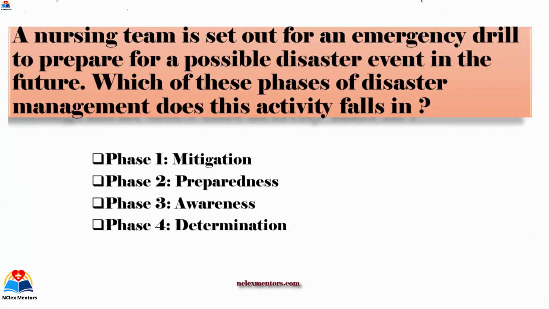A nursing team is set out for an emergency drill to prepare for a possible disaster event in the future. Which of these phases of disaster management does this activity fall in? Your options are Phase 1 or mitigation, Phase 2 or preparedness, Phase 3 or awareness, Phase 4 or determination.